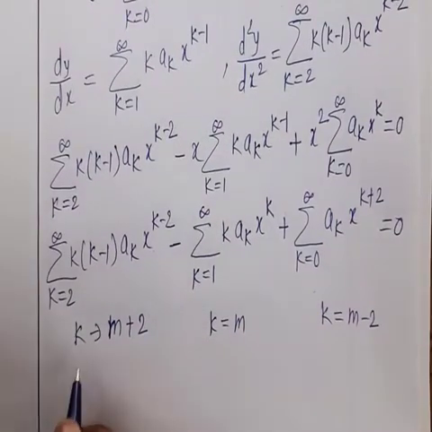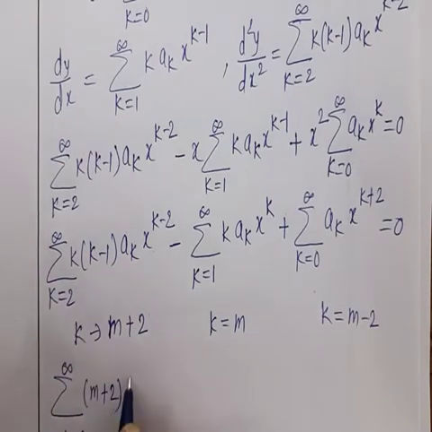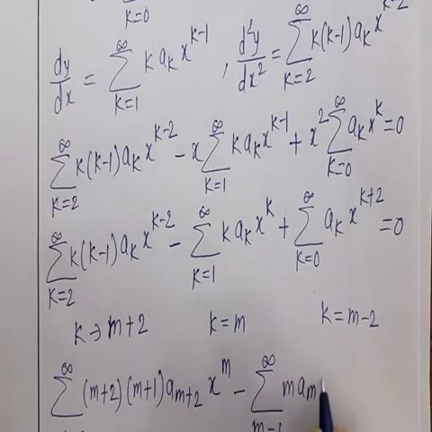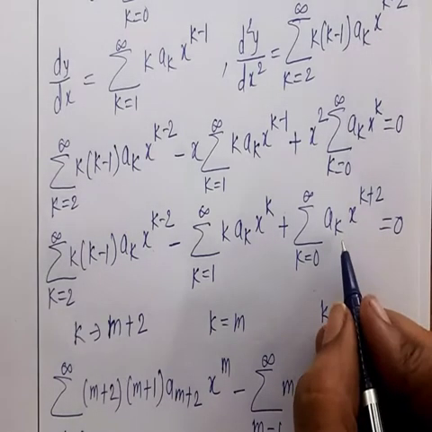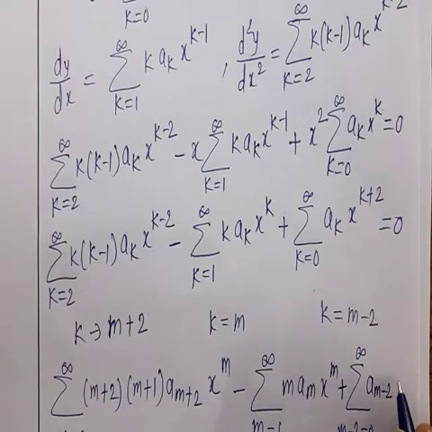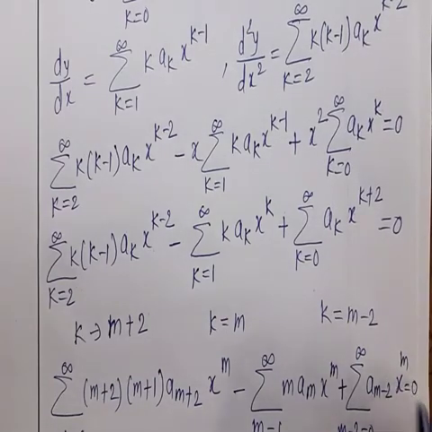Now in the first term replace k by m+2, so the summation starts from m+2 = 2 to infinity. (m+2)(m+2−1) is (m+2)(m+1), multiplied by a_(m+2) x^(m+2−2), which is x^m. Minus the summation m = 1 to infinity m a_m x^m, and the third term is plus summation with m−2 = 0 to infinity, a_(m−2) x^(m−2+2), which is x^m. This is equal to 0.